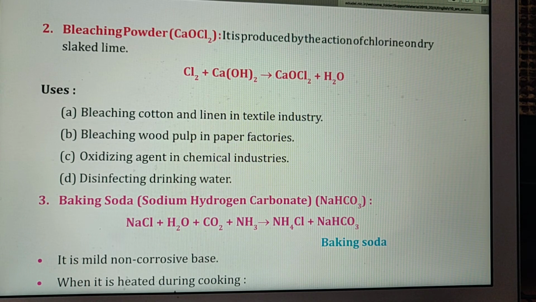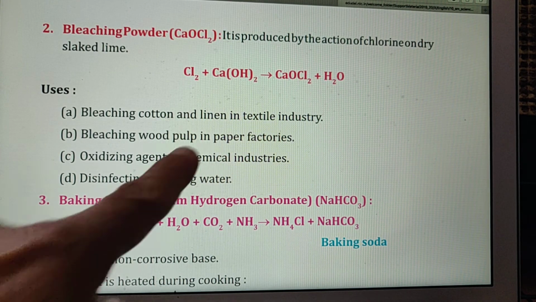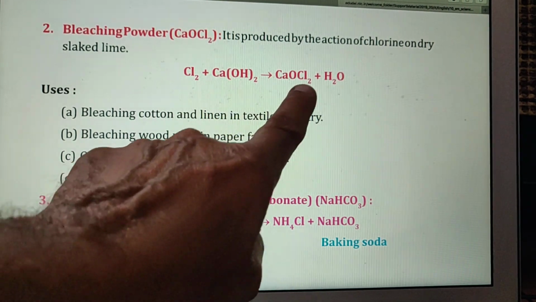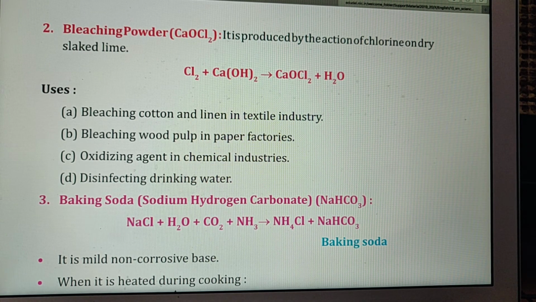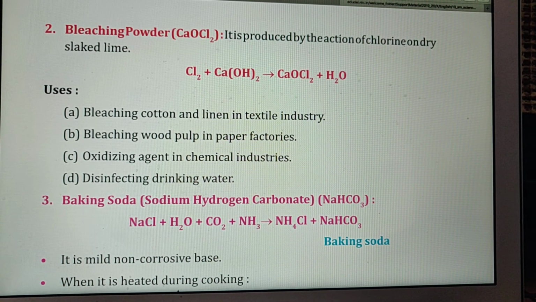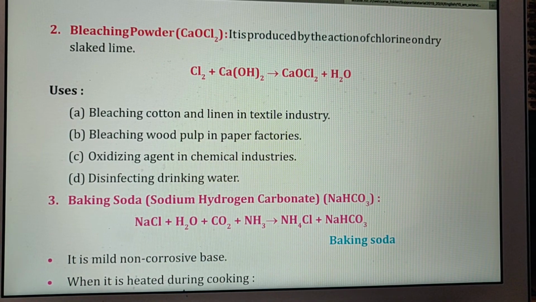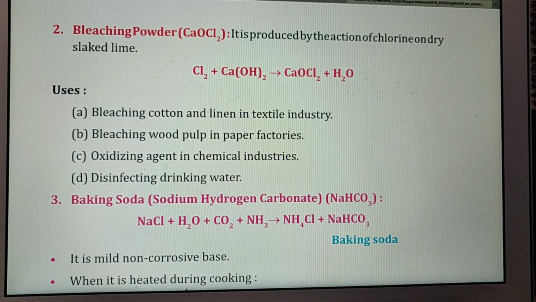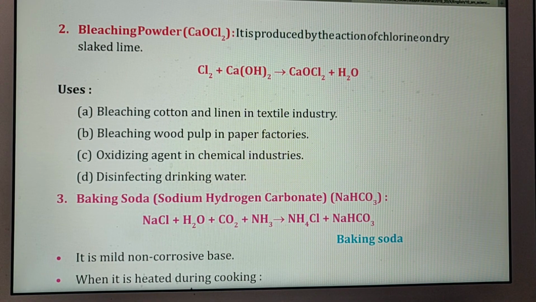It is produced by the action of chlorine with calcium hydroxide, that is slaked lime. Calcium hydroxide, slaked lime, gives CaOCl2 and water. CaOCl2 is bleaching powder. Its uses are bleaching cotton and linen in the textile industry, bleaching wood pulp in paper factories, as an oxidizing agent in chemical industries, and disinfecting drinking water.